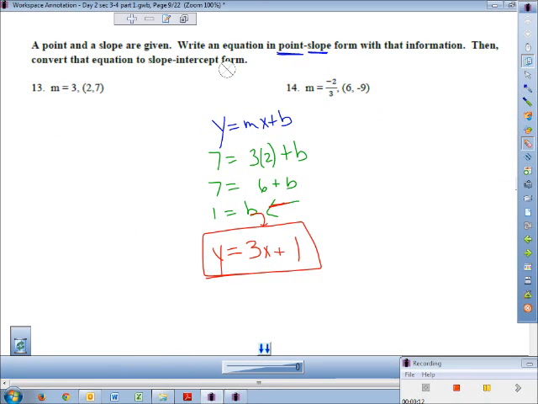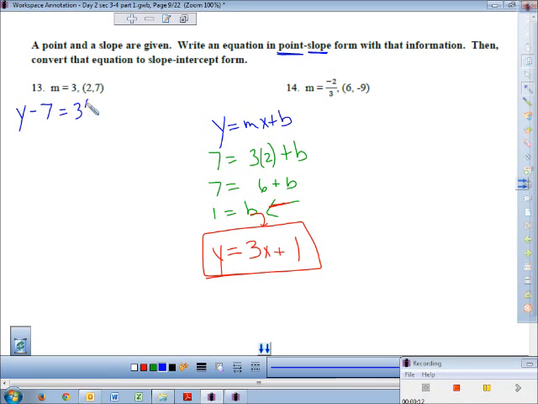Point-slope form, much cooler, in my opinion. When they give you a point, they give you a slope, we want to use point-slope form. So that'd be y minus that y1 equals the slope times the quantity of x minus that x1 right there.